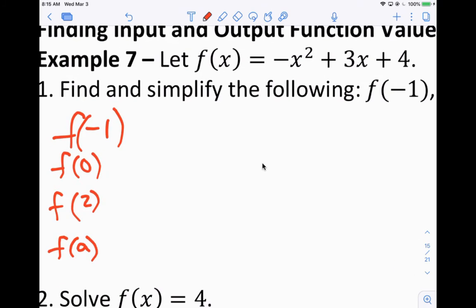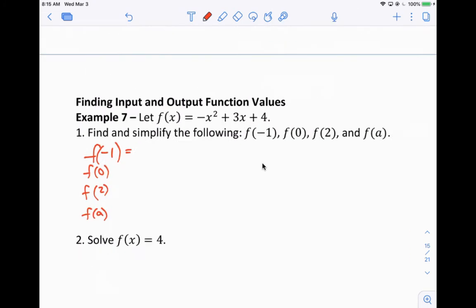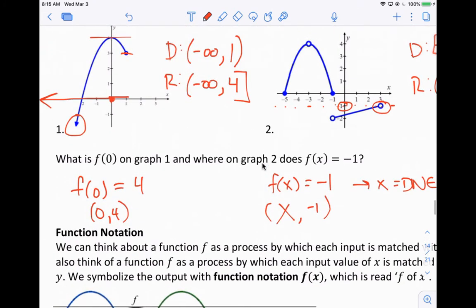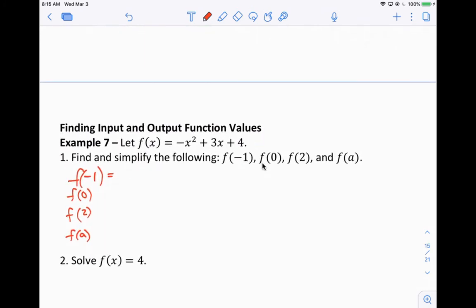So what does this mean to plug in these numbers? Well, it's just like it was on the graph. We're asking, what if the input was 0? What would my output be? Just this time, we have an input to a function. So we'll go ahead and plug that in. Watch out for that negative there. Got to make sure I include that negative. -1 squared is 1, so -1 minus 3 plus 4 ends up being 0. We get a 0 value out of that.